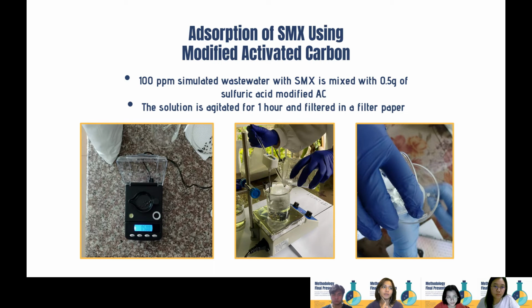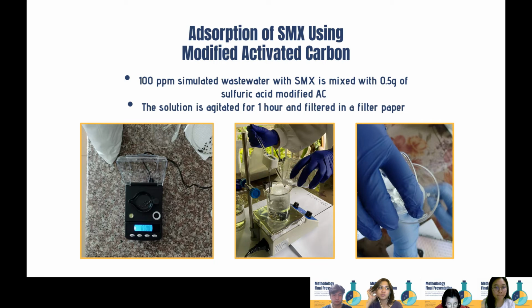100 ppm simulated wastewater with SMX is mixed with 0.5 grams of sulfuric acid modified AC. Then after that, the solution is agitated for 1 hour with a constant speed of 250 rpm to allow fresh solvent molecules to continually be in contact with the solute. Then it will be filtered in a filter paper to separate particles or some unwanted components.